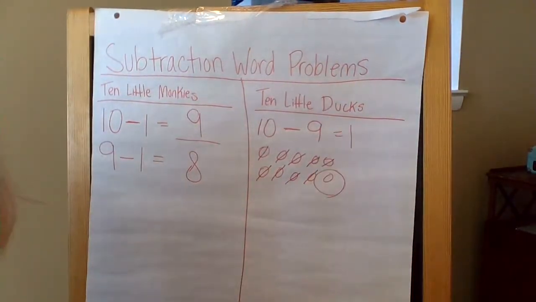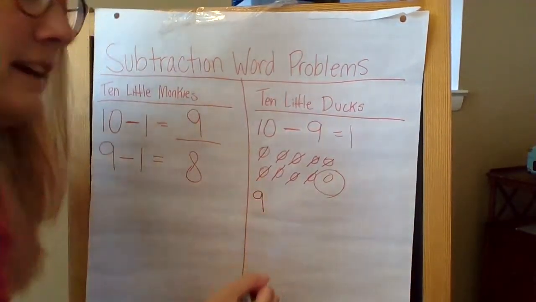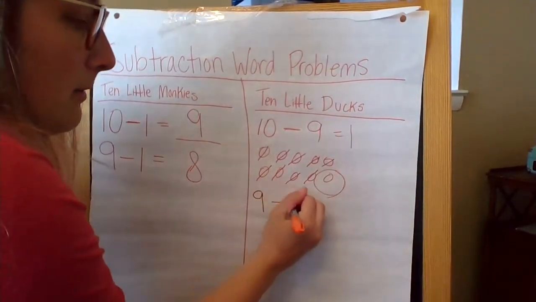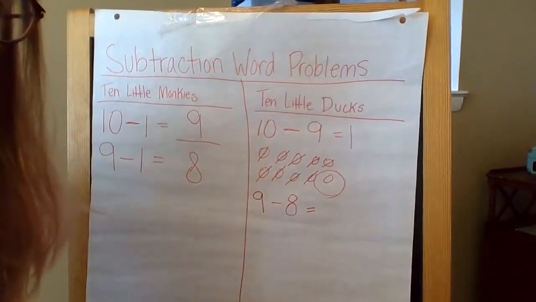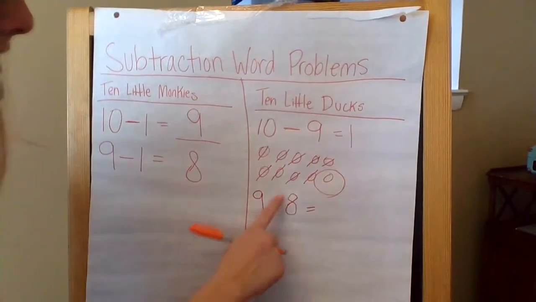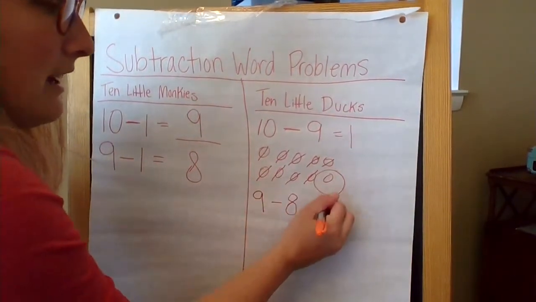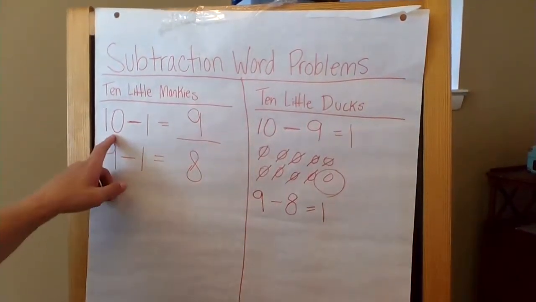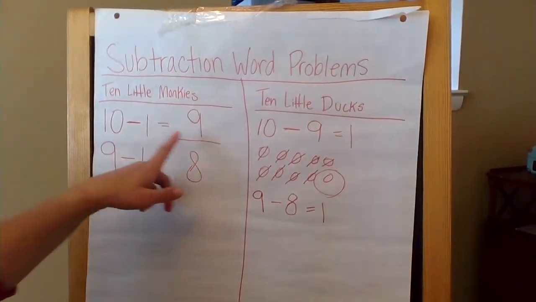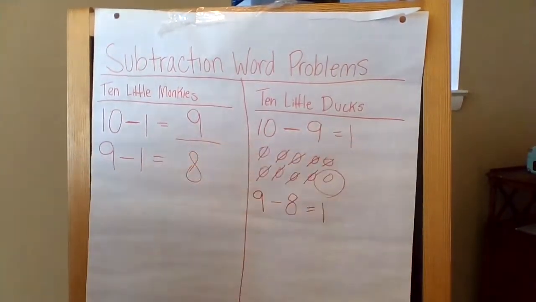All right, and then when the song keeps going on, it's going to be the same thing. 9 little ducks went out. Only 8 came back. How many ducks stayed out that day? If I did the same thing I did up here, I would take 9 minus 8 and I would get 1, okay? And if you notice, there's a pattern with these problems. 10 minus 1 is 9. 10 minus 9 is 1, right?